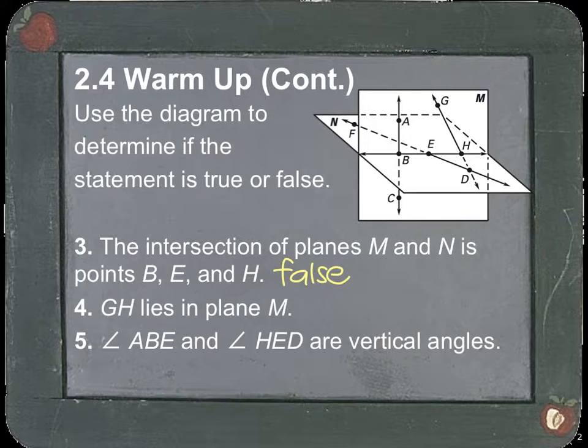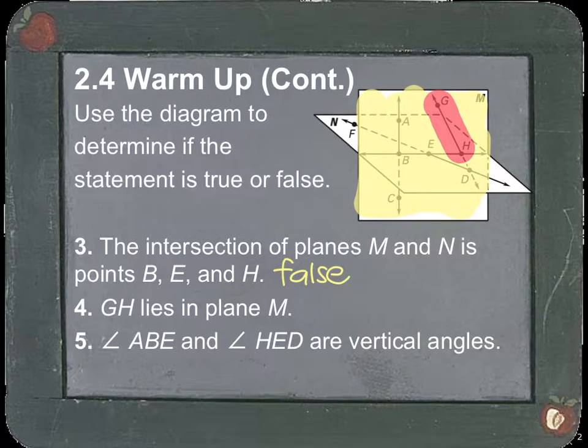Number 4 says GH lies in plane M. So M is our vertical plane. Give it a little bit of color here. M is this vertical plane, and it says GH. So GH would be segment GH, which is there. Does that lie on that vertical plane? Yes. The other way to look at it is, do points G and H lie on that plane? Because if the points lie on the plane, then the line that contains those points lies on that plane.